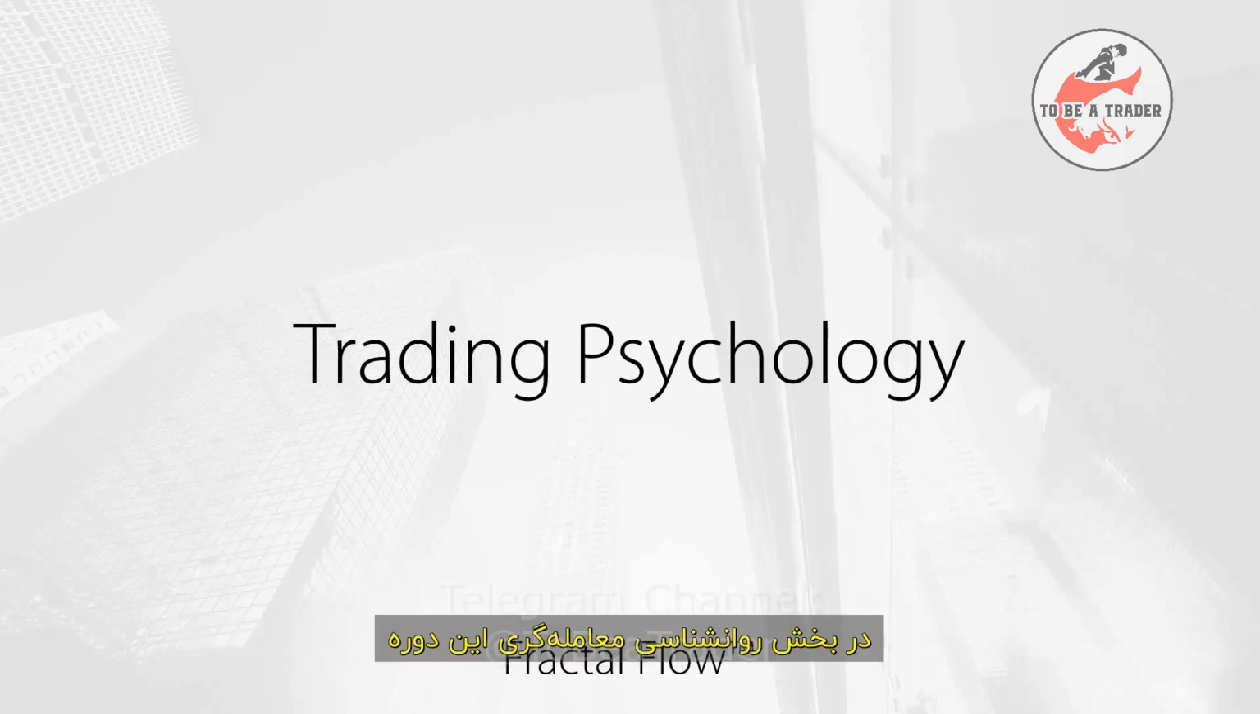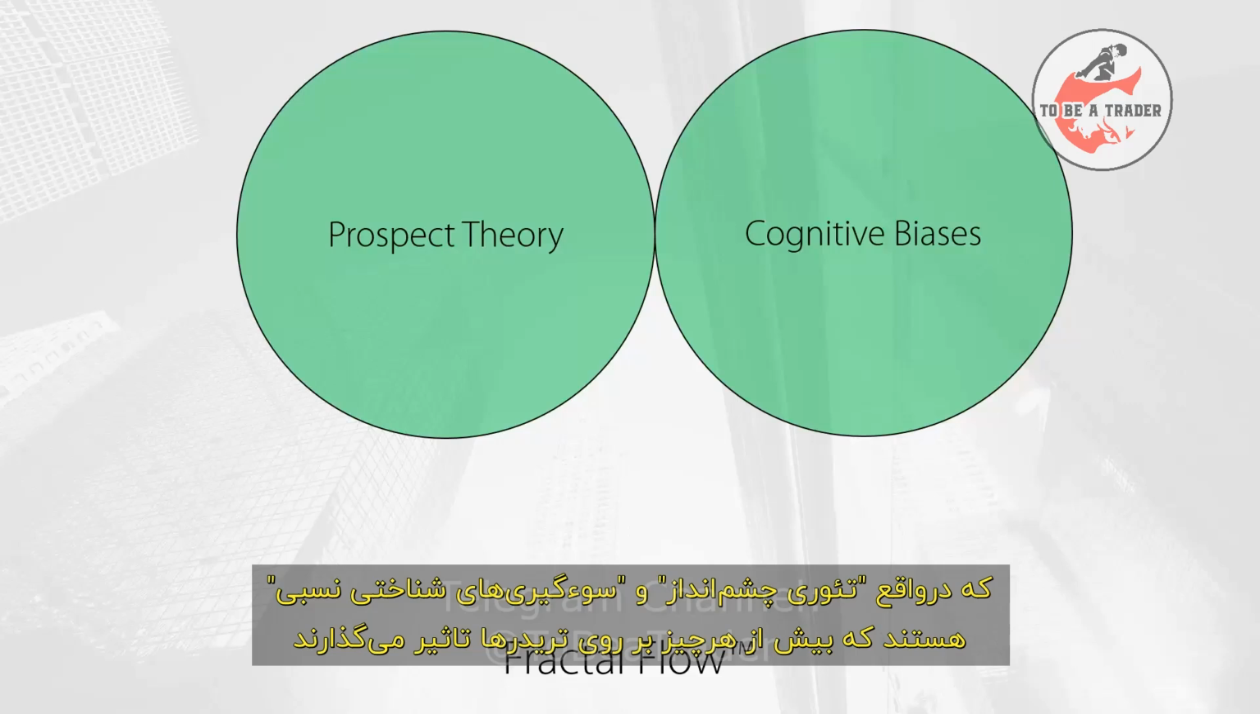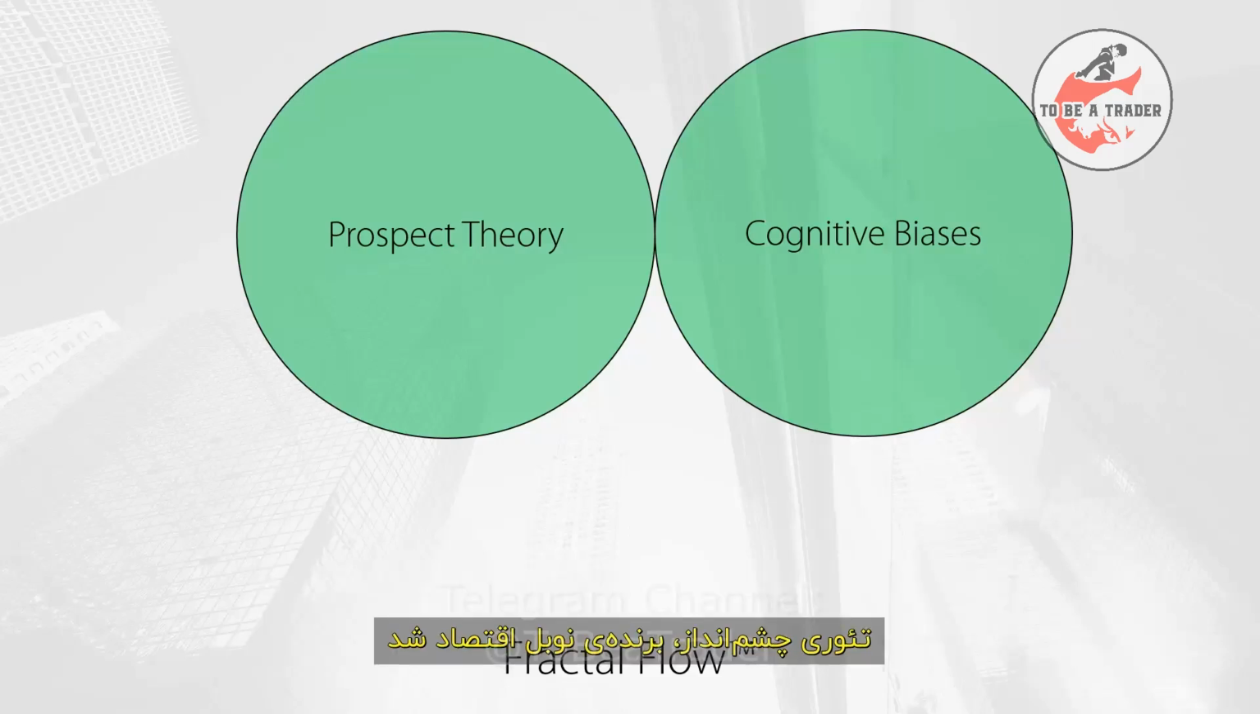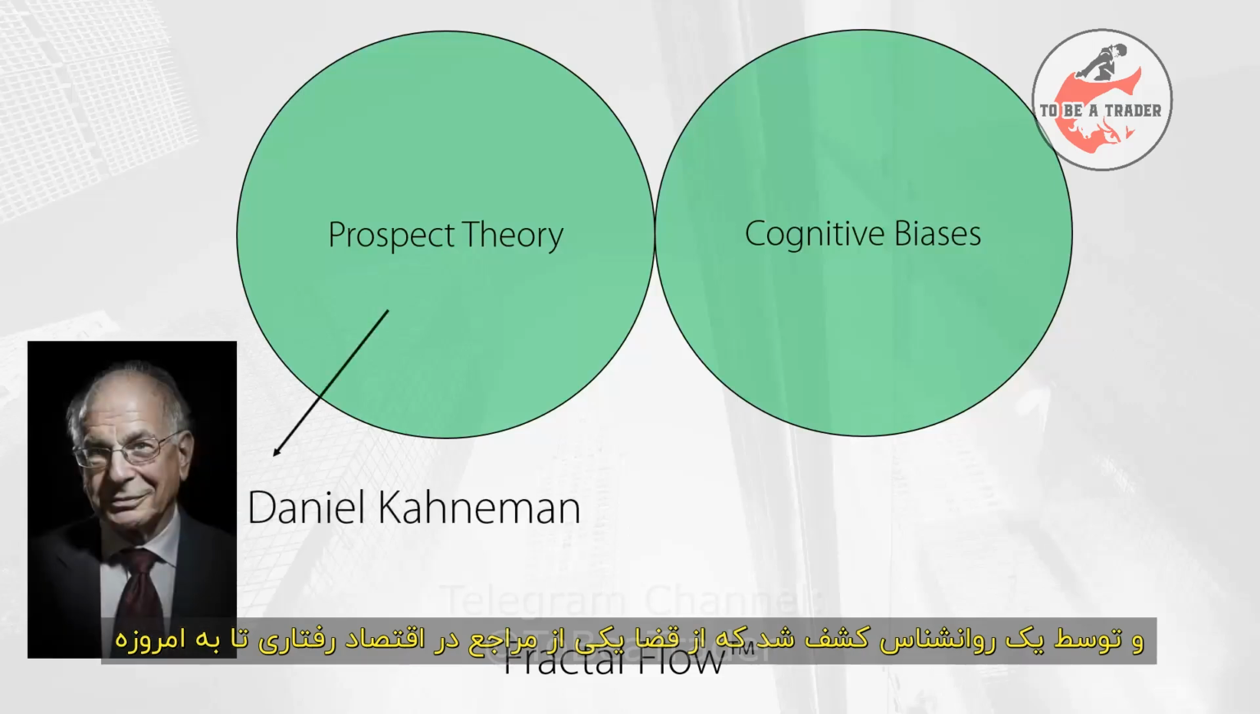In the trading psychology portion of the course, we are going to study two main topics, which are the prospect theory and the relevant cognitive biases that affect traders the most. The prospect theory earned a Nobel Prize in economics, and it was discovered by a psychologist who happens to be a reference in behavioral economics to this day.